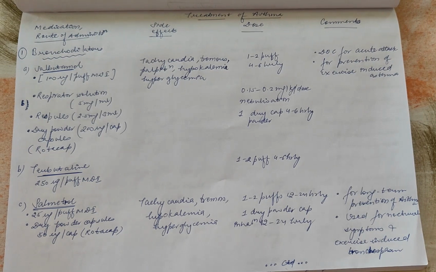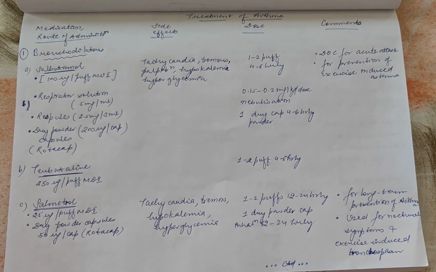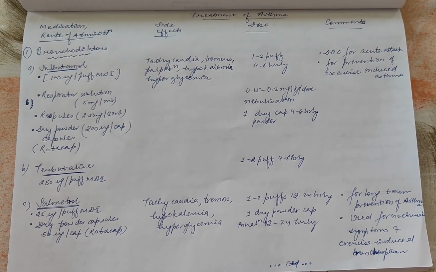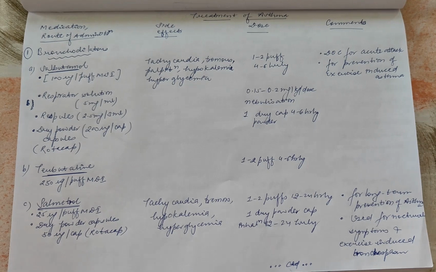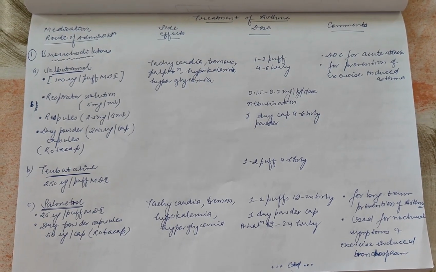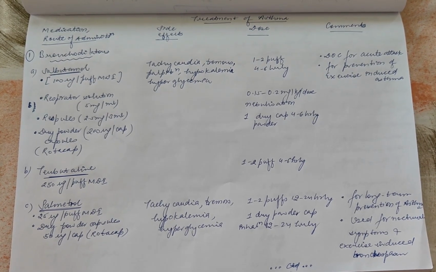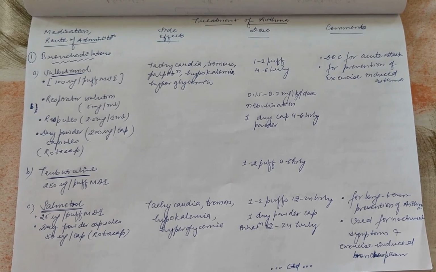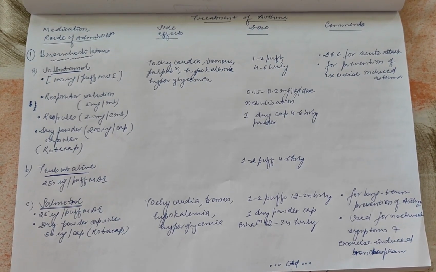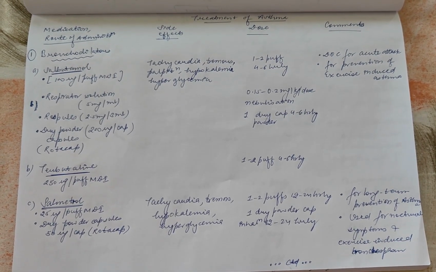In this, first of all, we will discuss salbutamol. Salbutamol is given by various routes. For example, MDI, in which it is given 100 microgram per puff. As a respiratory solution, it is given as 5 mg per ml, and in respules it is available as 2.5 milligram per 3 ml, and in dry powder capsules also available as Rotacap, that is 200 microgram concentration per capsule.